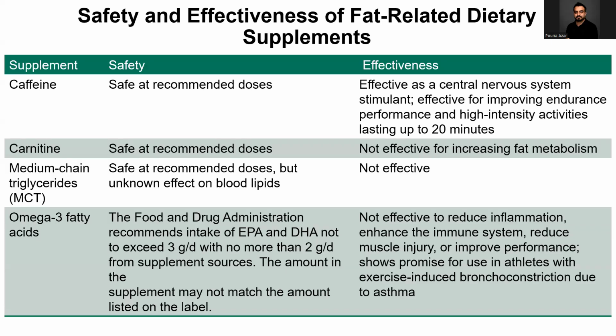So here we have a summary. This table is from your textbook, and these are the main fat-related dietary supplements. There are other types, more than this, but these are the main ones: omega-3 fatty acids, medium chain triglycerides, carnitine, and caffeine. And we have the safety. The majority of the time these are safe at recommended doses, and their effectiveness.